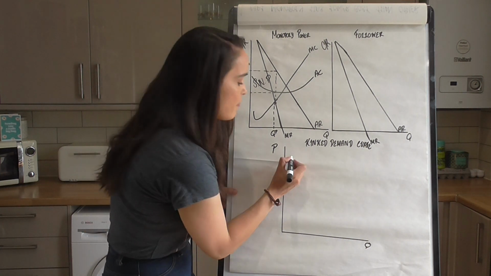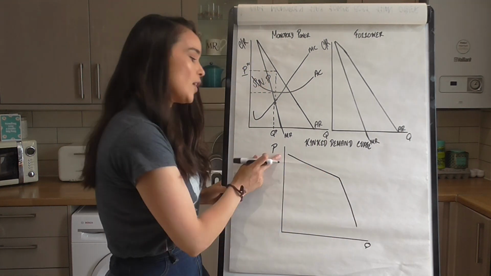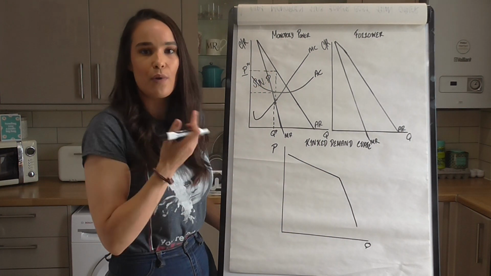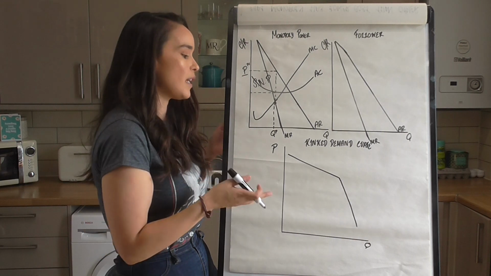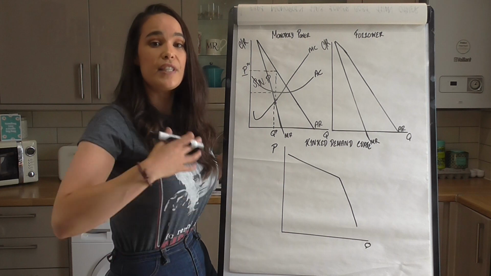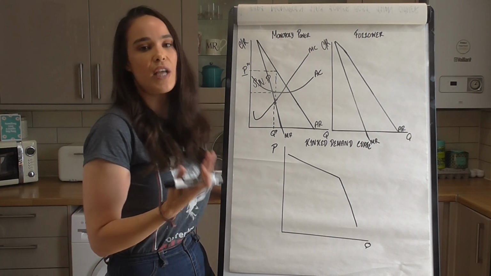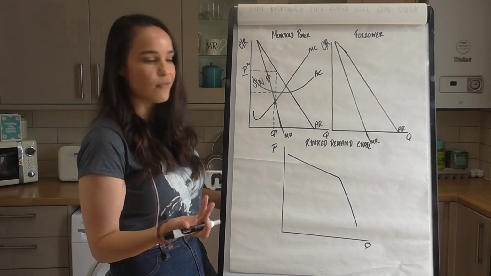So remember, it's the same with all kink demand. It's elastic on top, because if you increase the price, you're going to have a more than proportional change in your quantity demanded, so you're going to lose revenue. And if you decrease the price, then you're going to have a less than proportional change in quantity demanded, which means you're going to have less revenue.